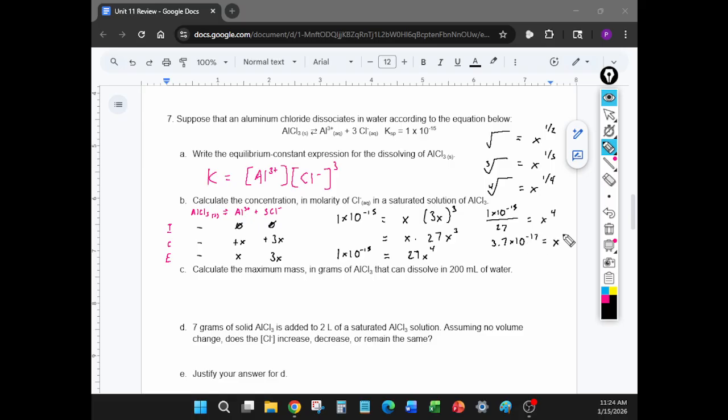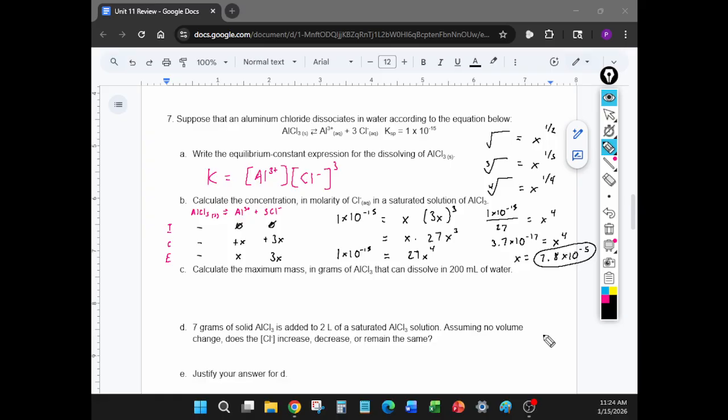Okay, and then from there, to get rid of the power of 4, that's when you would put it to the power of 0.25 or 1/4. Okay, and so x should be about 7.8 times 10 to the negative 5. Yes, you will have to do that. Yeah, so we're not done yet.